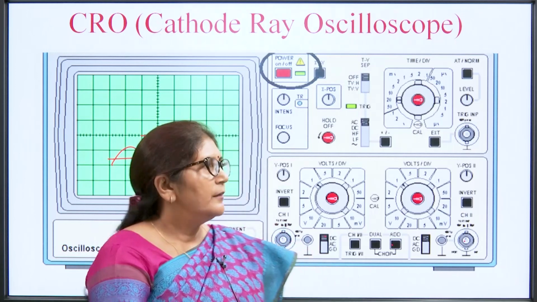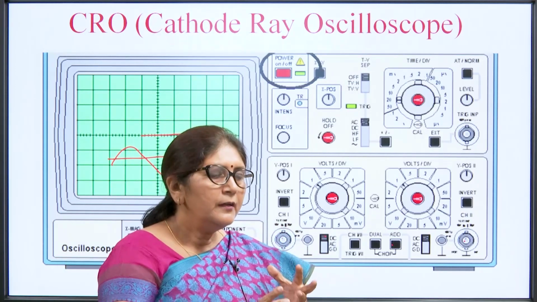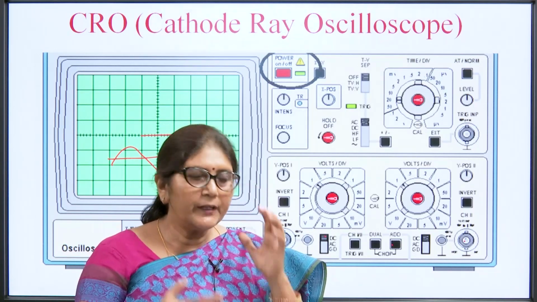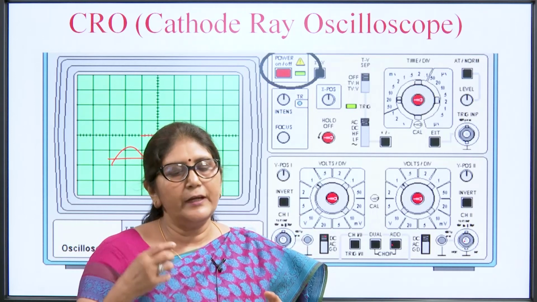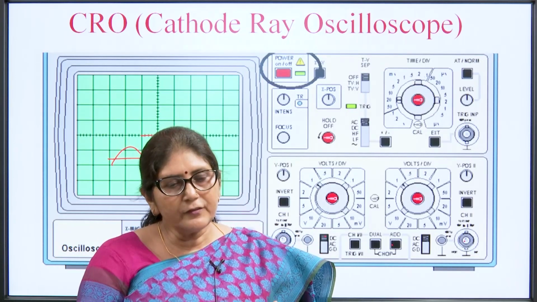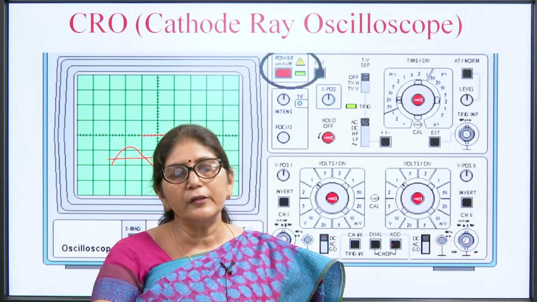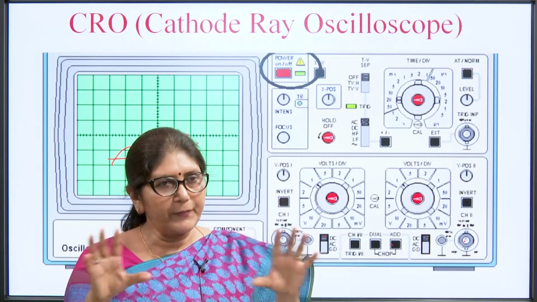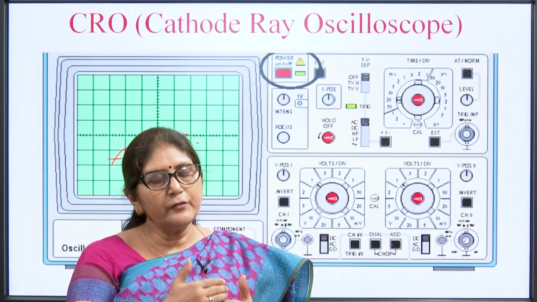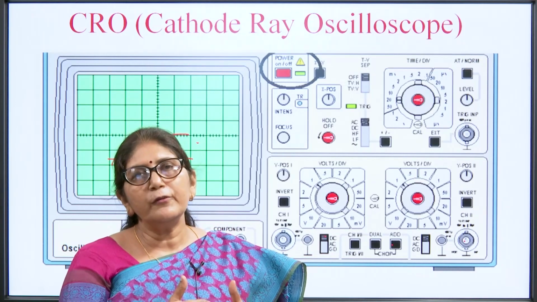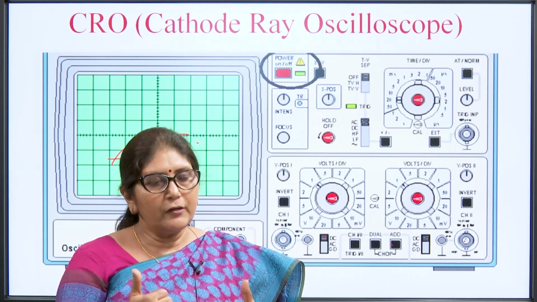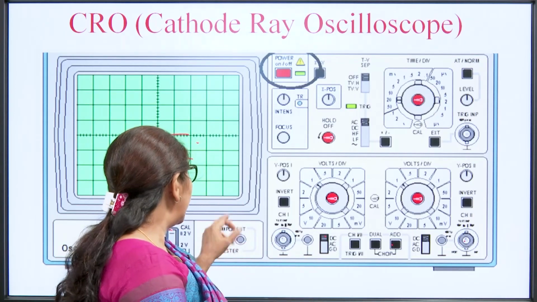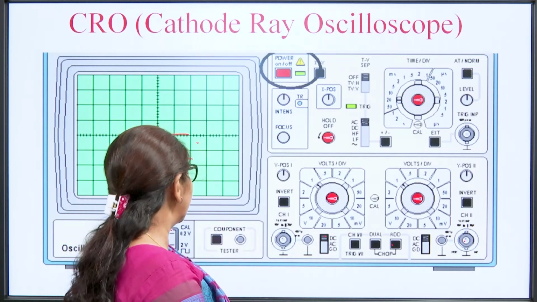Similarly, we can also see whether our component is okay or not. There are so many types of patterns given, if we want to see whether our resistance is okay or not, or a transistor is okay or not. We have some patterns, and if the pattern we are getting from the CRO resembles that, that means our component is okay. So, if we want to test our component, then we press this component test at this position.